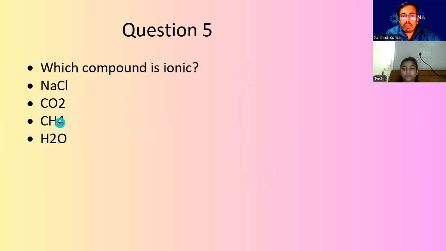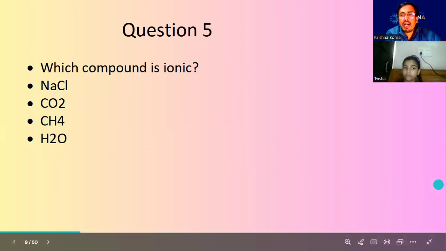And we understood in yesterday's class why H2O is a polar covalent compound, because of the mutual sharing of the electrons. It is not equal but mutual, meaning hydrogen gives and oxygen gives too. CH4 is also a covalent compound and CO2 is also a covalent compound. Only NaCl is an ionic compound.